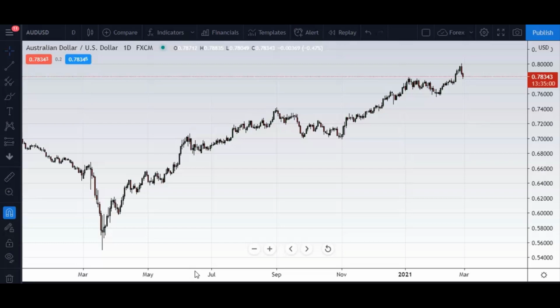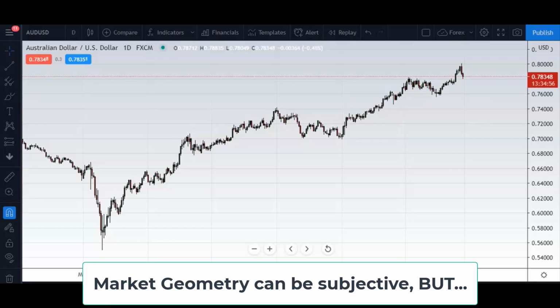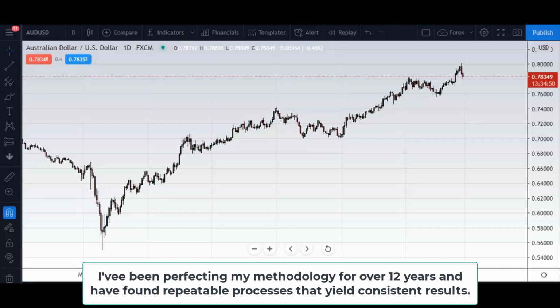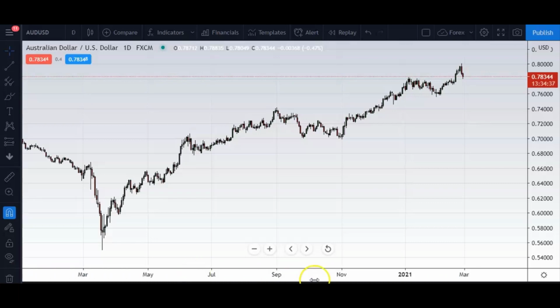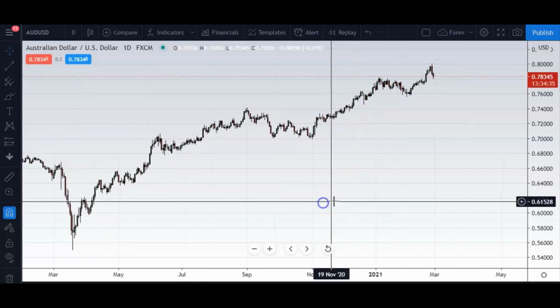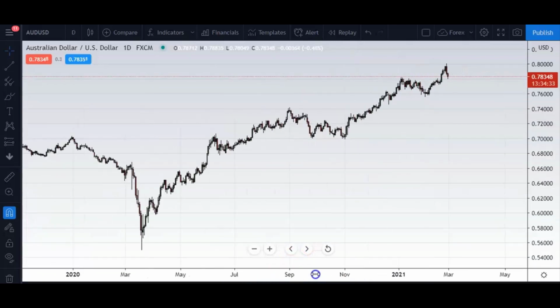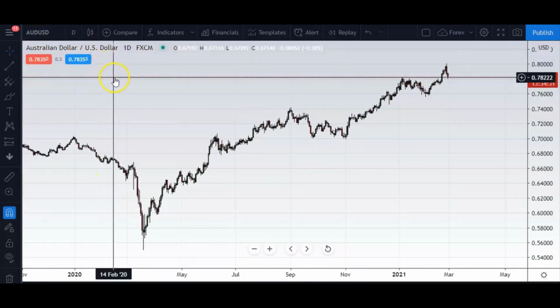Now, a lot of people might say that market geometry can be very subjective. While I've worked on special techniques that can be repetitively used in a certain way, breaking it down, using longer term time frames all the way down to lower term time frames, and also relying on certain entry conditions to get into trades. But that might sound all confusing, so I think it will be much better to quickly show you what I mean by this. This is on the Australian dollar, US dollar.